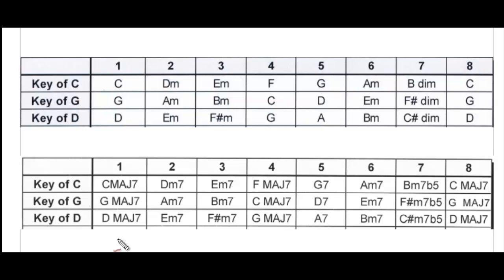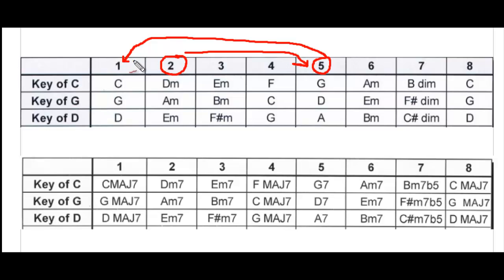So when we look at 2-5-1, what they're referring to is the second chord in the key moving to the 5th chord, and that in turn resolving back to the 1st chord. And here's the same thing in the scale tone 7th version. So we have a 2, 5, and that in turn is going back to chord 1.